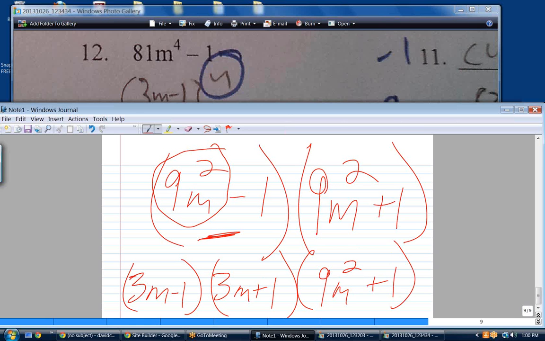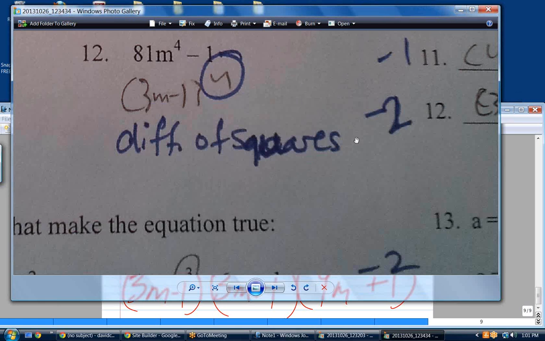Or if it was sum of cubes, you can factor sum of cubes. In other words, you can factor the sum of odd exponents. You can factor the sum of fifths, the sum of sevenths, all of those. But the sum of even numbers can't be factored. In other words, a squared plus b squared can't be factored further. Okay.